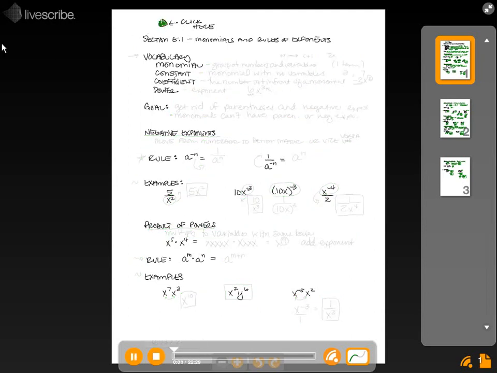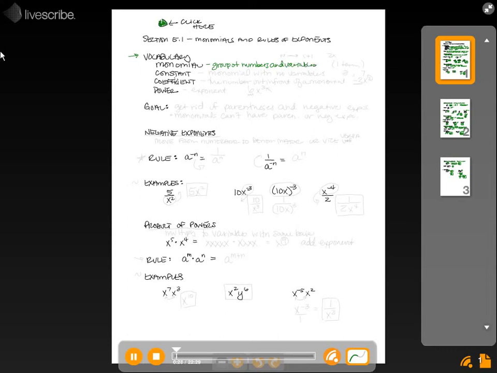Okay, these are our notes for section 5.1, and it's on monomials and the rules of exponents. The first thing we're going to look at is some vocabulary. There are 4 words here. The first one is a monomial, and a monomial is a group of numbers and variables.